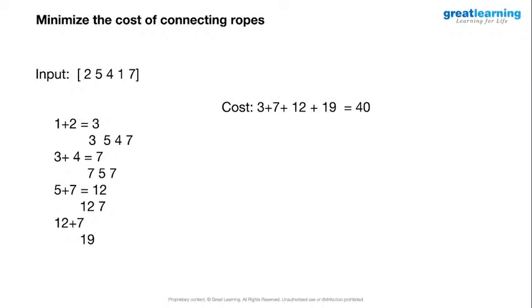Okay, so now what we have is 5 and 7. We pick those two elements, and 12, and we got the 40. So now this sorting again and again, right?